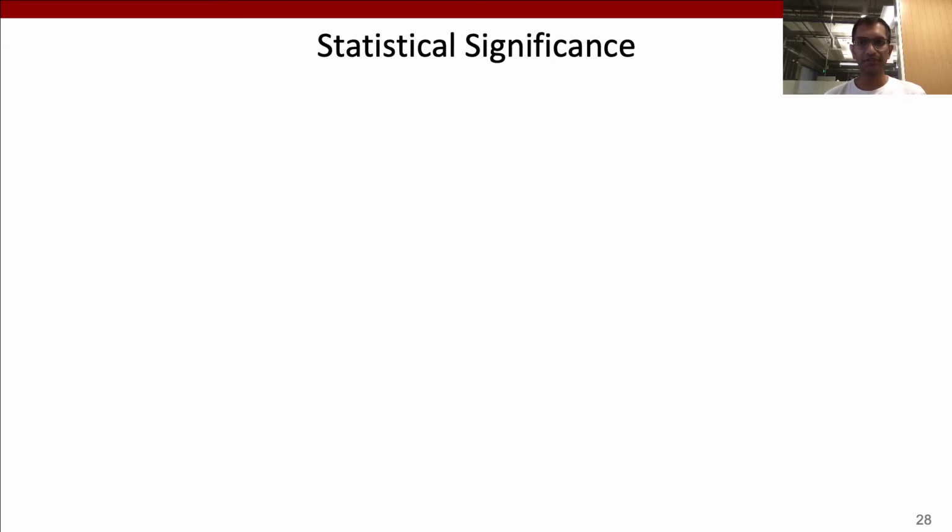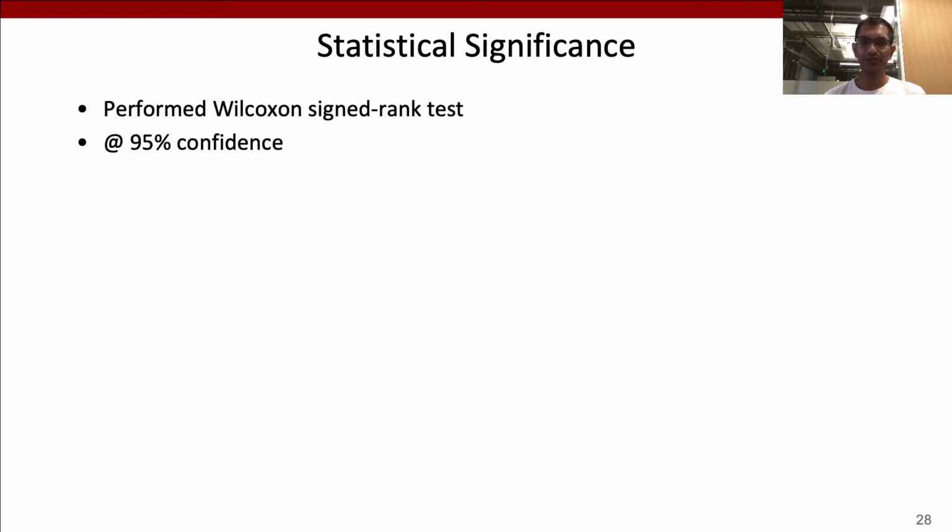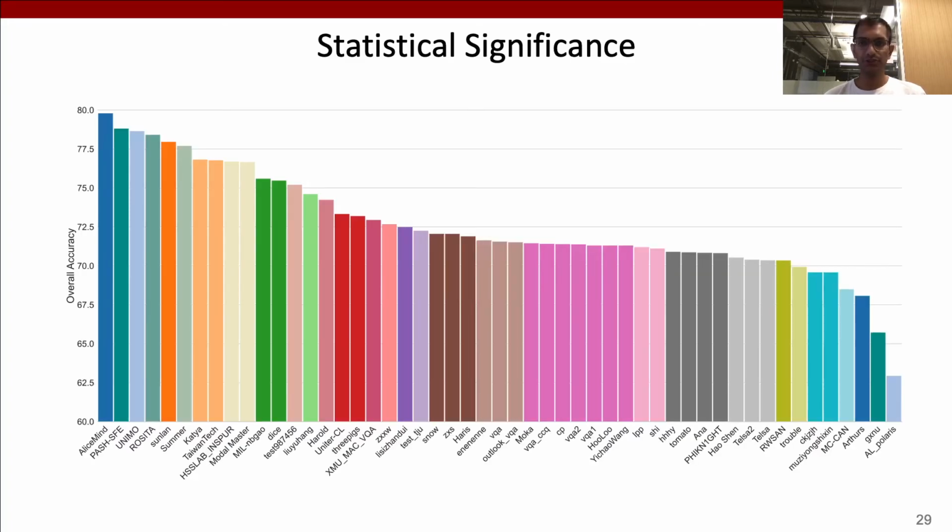In order to find whether the performance of teams is statistically significantly different from one another, we performed the Wilcoxon signed-rank test, which is a non-parametric version of the paired t-test. It tests the null hypothesis of whether two related paired samples come from the same distribution or not. We tested this for 95% confidence. This plot shows groups of teams that are statistically similar in the same colors. We found that the winner team is statistically significantly better than the runner-up team.